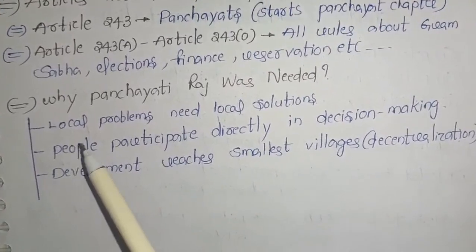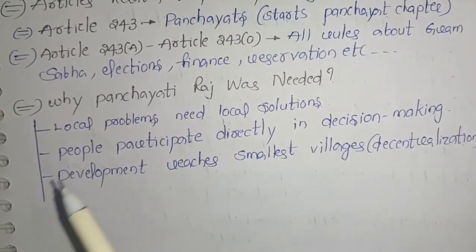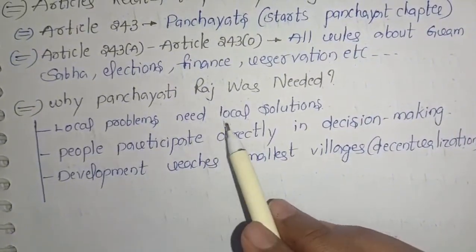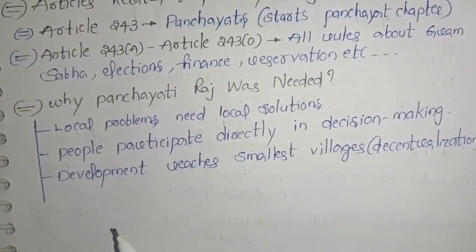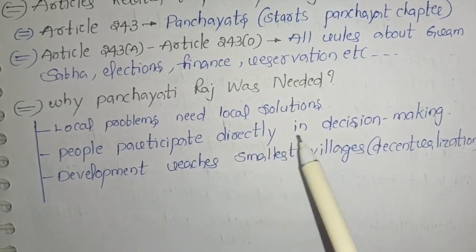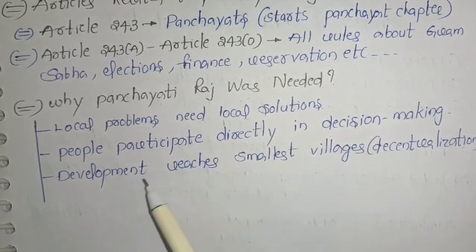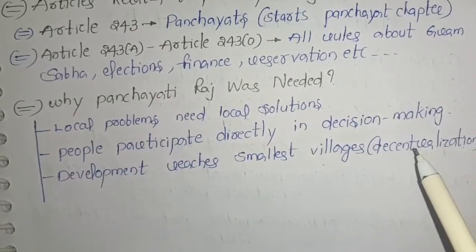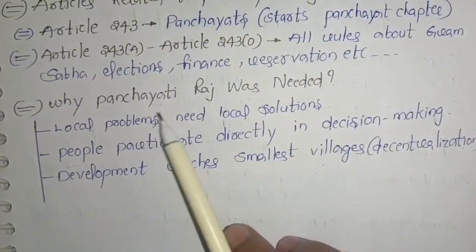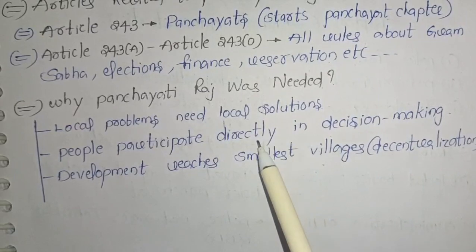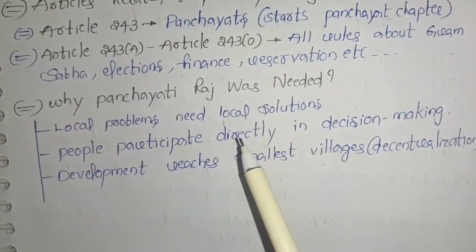Now let's discuss why Panchayat Raj was needed. Panchayat Raj was needed to solve local problems and provide local solutions. I hope you understood. People participate directly in decision making in Panchayat Raj, and development reaches small villages. It is known as decentralization. I hope you understood why Panchayat Raj was needed. I have written the three statements on why the Panchayat was needed.